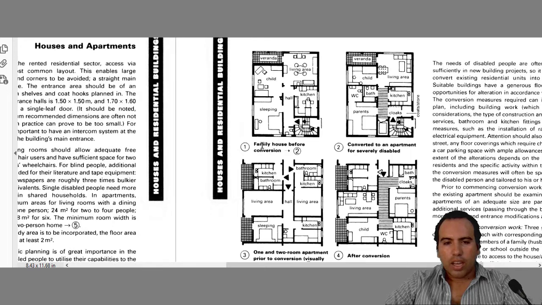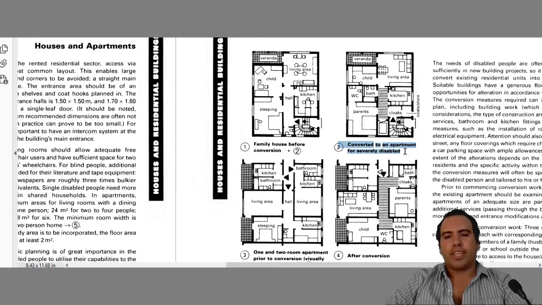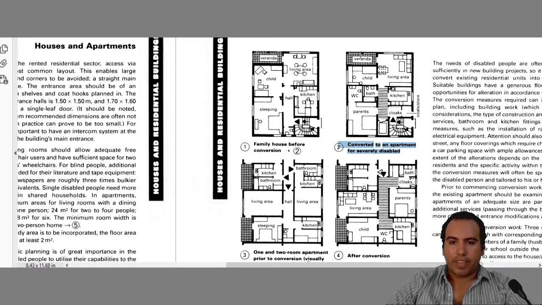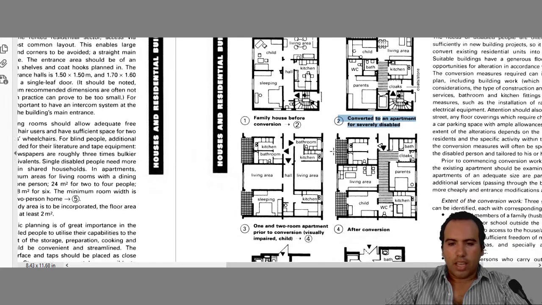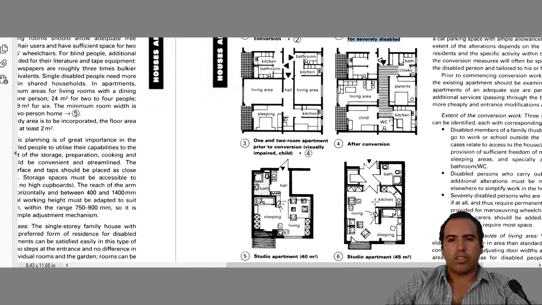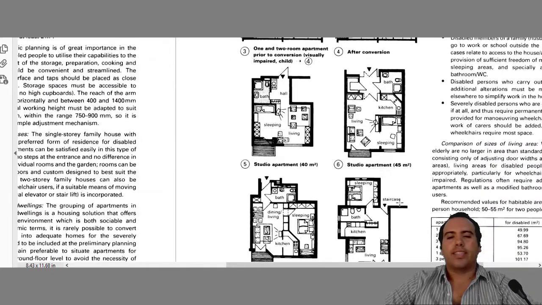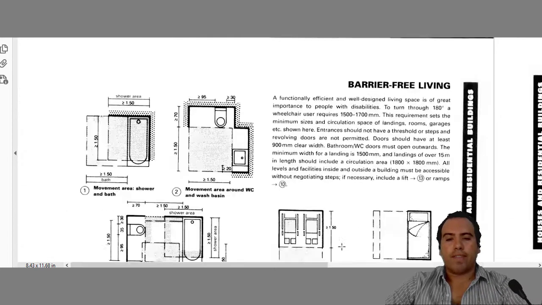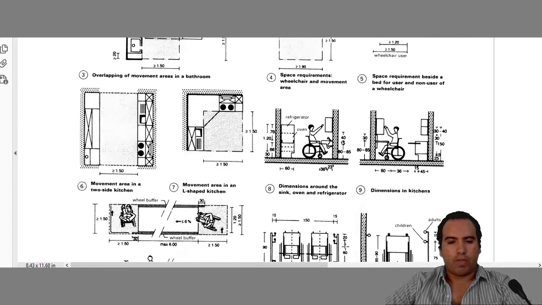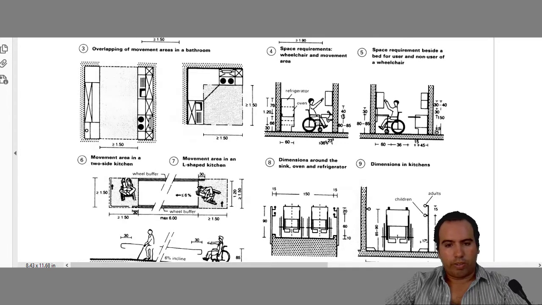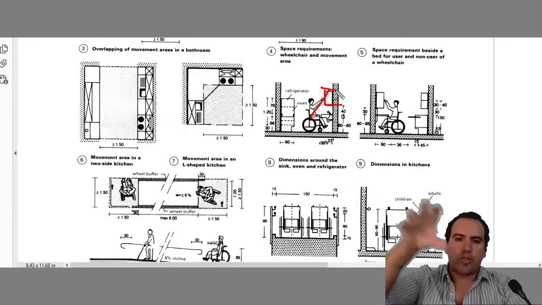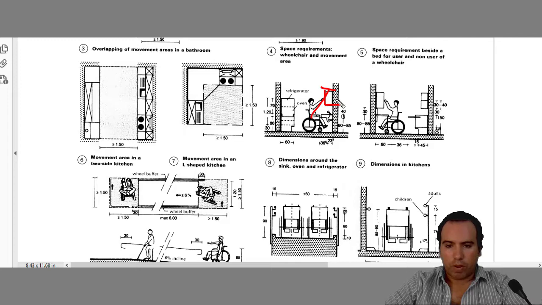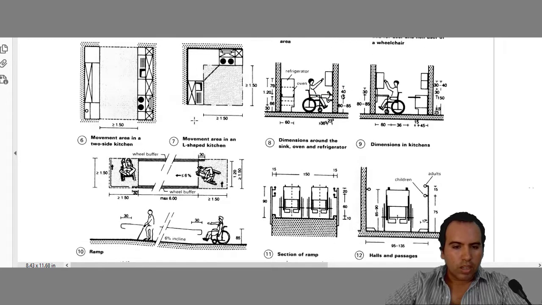And here you have it: family house before conversion, converted to an apartment for the severely disabled. And there's the living area, the veranda and everything. Pretty much all the house is almost the same, except for the bedrooms and restrooms. You have to have an extra space. Let me see if I have one. Or refrigerators, you have to open something for the shelves. If you're going to grab something from the top shelf or the middle shelf.